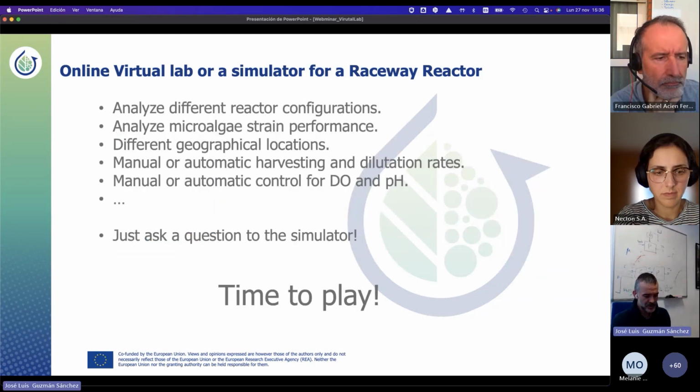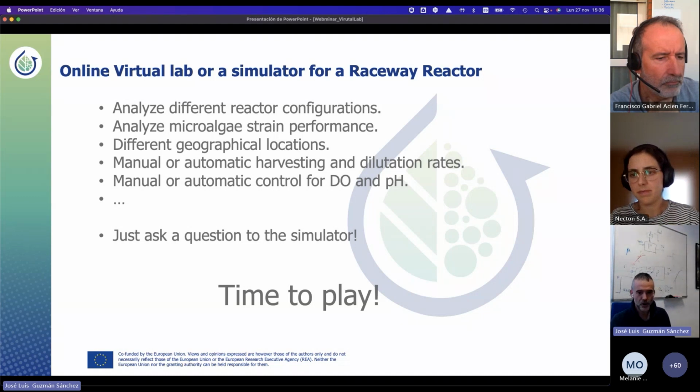So the good point of the simulator, when we have a simulator, we can make questions that are very difficult to evaluate in the real system, because we need to wait for the specific conditions to analyze the effect. We can compare different reactor configurations. We can compare different strains. We can evaluate what happened in different geographical locations, and you will see now. We can also analyze the different phenomena according to different options for harvesting and dilution rates, or the automatic control or not of dissolved oxygen and pH. So it's just like a simulator which is able to play with it.